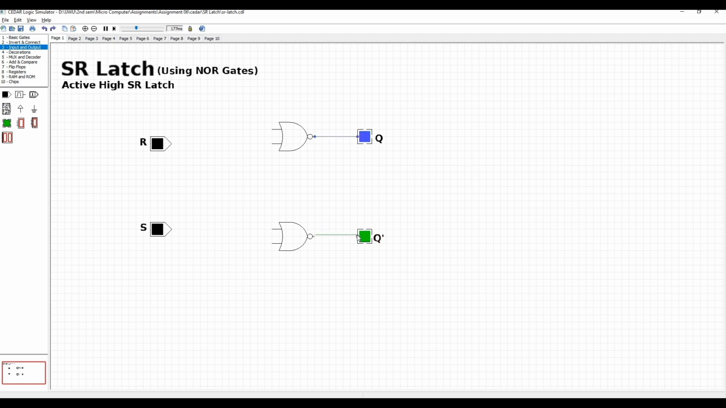So let's connect this circuit. Let's move this R input up. The R input is connecting to this NOR gate, and the set input is connecting to this NOR gate, and the other input of this NOR gate will be the output of this below NOR gate. So let's connect it.